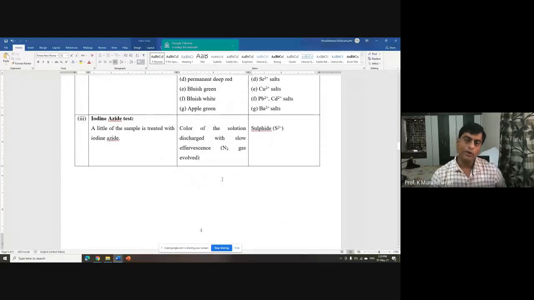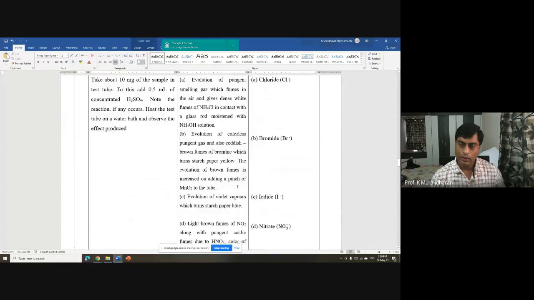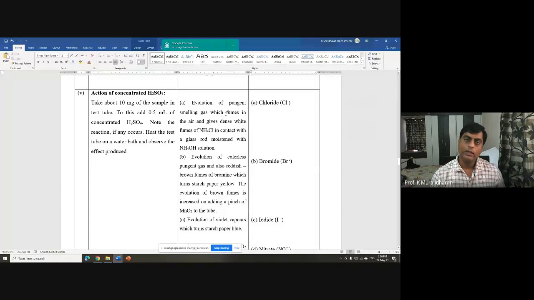But for the anion, because of nitrate, there is no action here. Light brown fumes will evolve slowly if there is a sufficient quantity of salt present in the system. Similarly, for chloride, you may get a pungent smell gas, but with a very, very small quantity you may not see the gas coming out from the test tube and reaching your nose. That may not be possible because you will be getting a very small quantity of chloride here, so this may not give a proper result in this case.